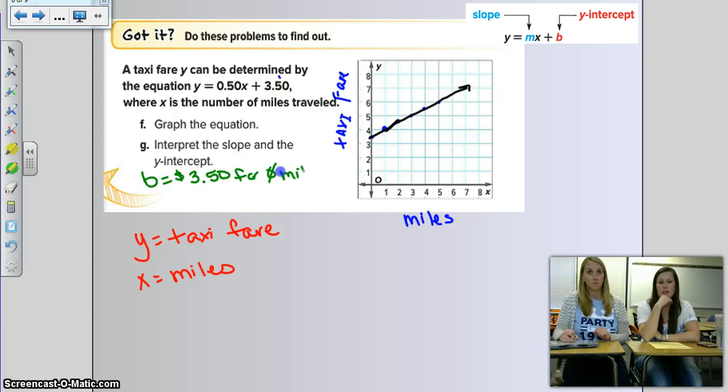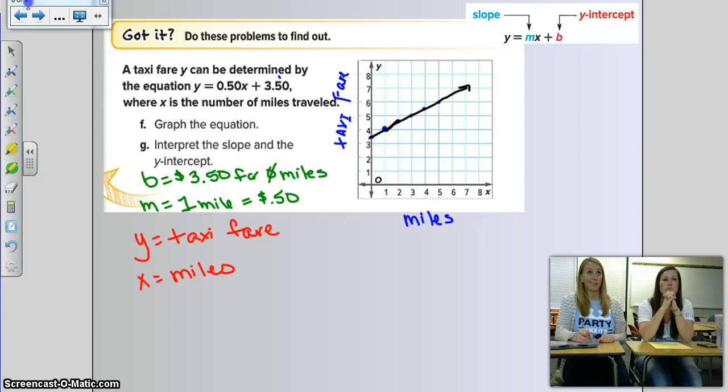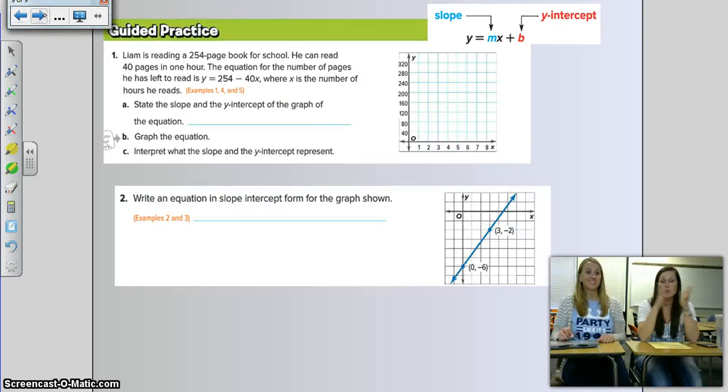And then what does my slope represent? Well, every time I increased a mile, you already know how to interpret slope, so it was 50 cents per mile. So 1 mile costs 50 cents. That's a cheap fare, I think. That's really cheap. Okay. All right, so here, wow, we're already done.